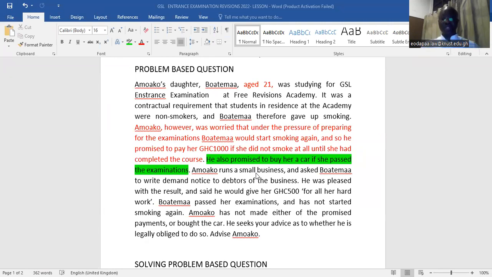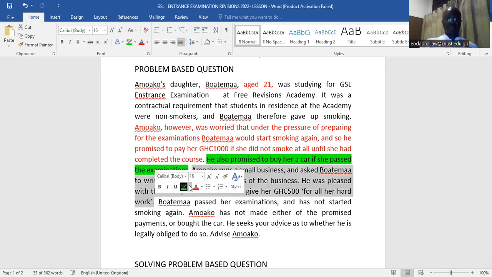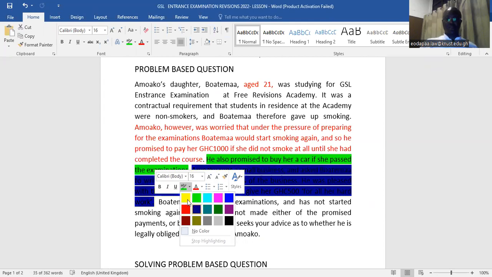So Amoako runs a small business and asks Boatemaa to write demand notices to debtors of the business. That per se does not immediately ring an issue, but maybe if you follow it up with the next sentence. He was pleased with the result and said he will give her 500 Ghana cedis for all her hard work. What issue do we get from these 2 sentences? Let me highlight them for you. Yes, the one in the yellow.